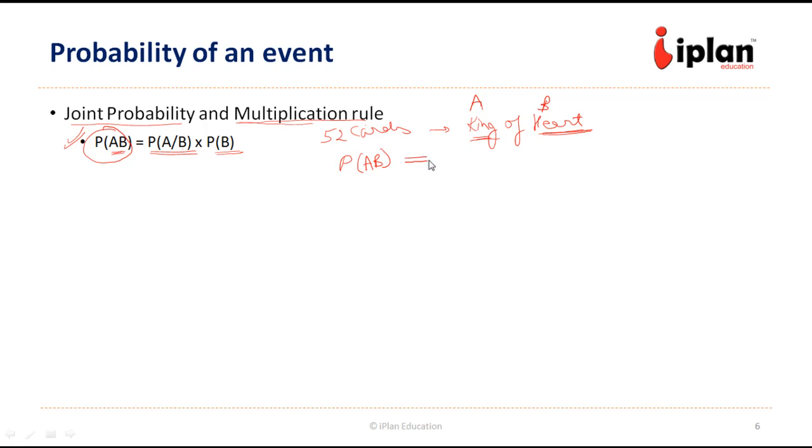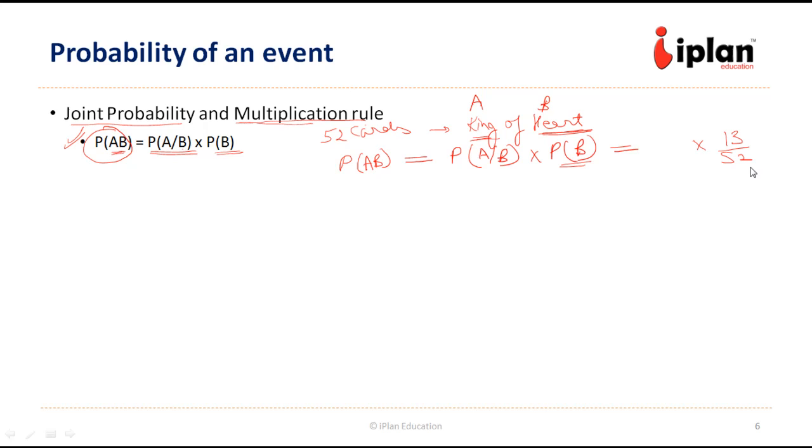So that has to be given by probability of A given B, conditional probability, into probability of B, which is heart. So let us see P(B) first. What is the probability of a card being a hearts card? Since there are total 52 cards, out of which 13 are heart, so 13 by 52 or 1 by 4 is the probability of card being a heart card.